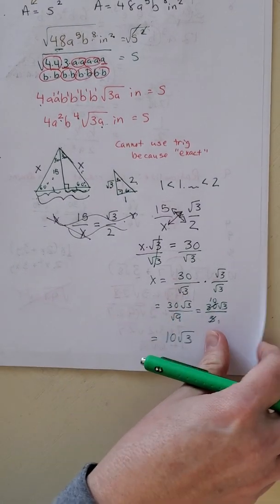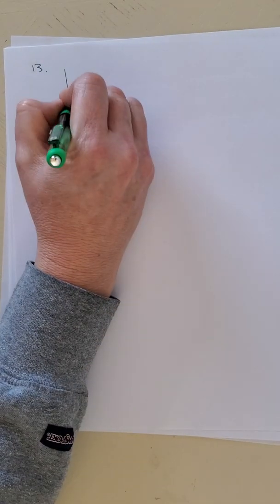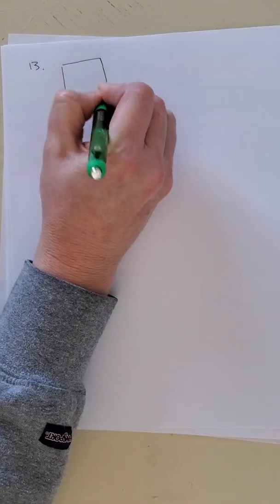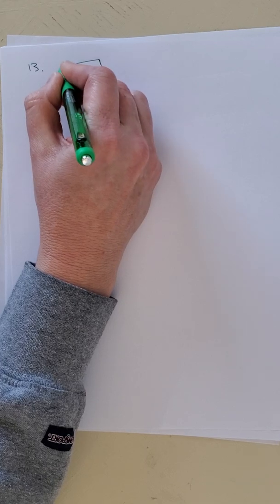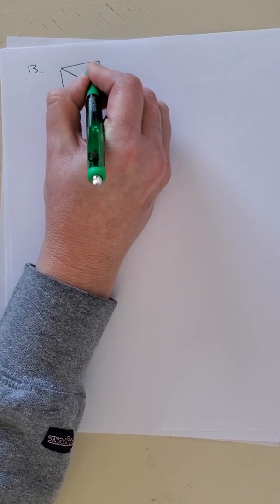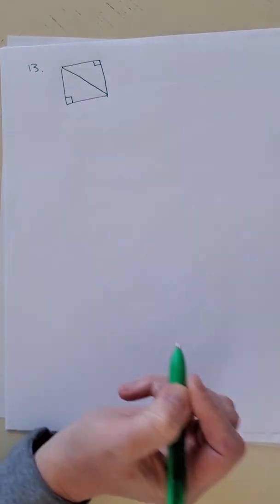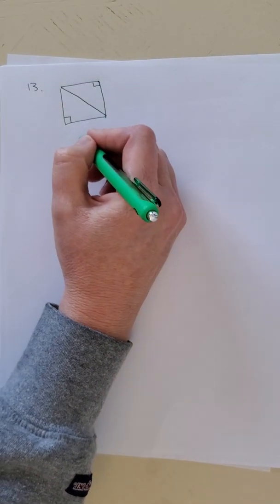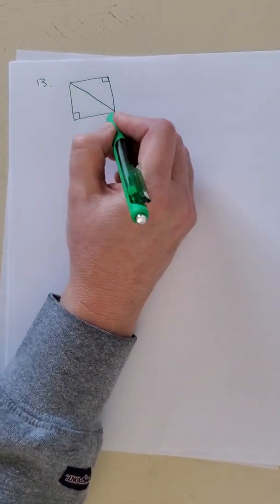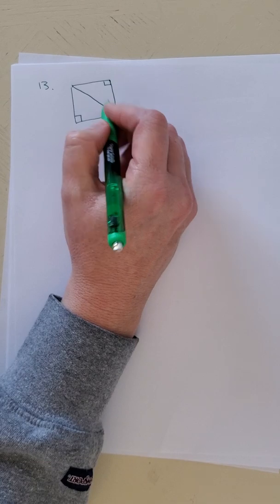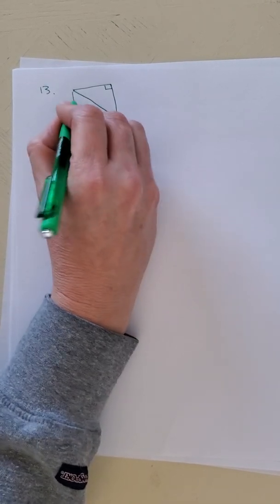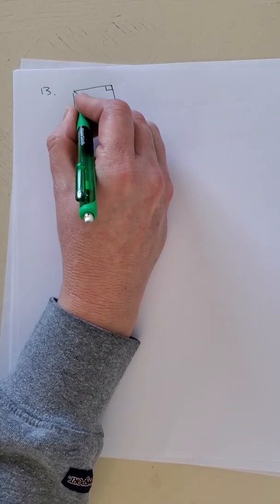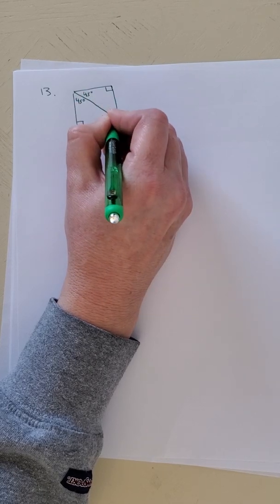All right, number 12 says, what is the side length of a square that has a diagonal of 12? So here is my diagonal. Remember, I have right angles in all the corners. And if I take a square and I draw the diagonal, I'm going to get 45-degree angles. It cuts these in half, right? It bisects each angle. So those are 45s.